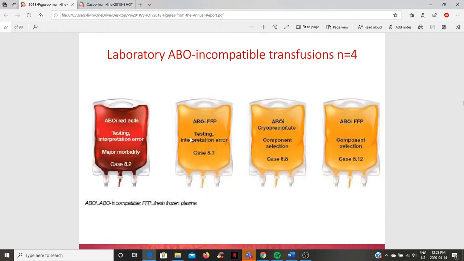Then the next page asks, what about the lab side? Because errors happen on both the lab side and the clinical side. Case 8.2 was a testing and an interpretation error, also causing a major morbidity. So you can see how this is a never event. We never want this to happen, but it did. The other errors were related to a transfusion of fresh frozen plasma, cryoprecipitate, and FFP. It's interesting to see them categorized by lab and clinical.